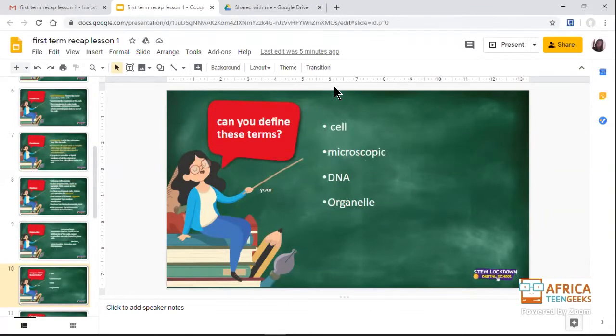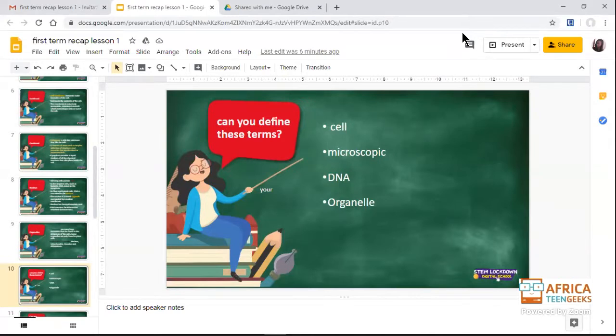And then this is your part now. Can you define these terms? Can you define the terms cell, microscopic, DNA, and organelle? I'm sorry, I've got flu, so I had to sneeze. So can you define these four terms? A cell, what is a cell? What do we mean by microscopic? What is a DNA? And what is an organelle?